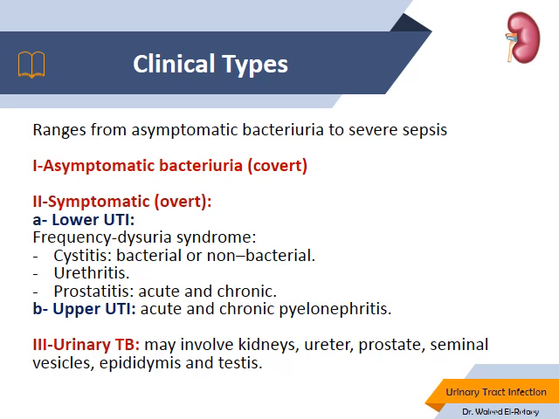Lower urinary tract infection includes cystitis, urethritis, prostatitis, and upper urinary tract infection includes acute and chronic pyelonephritis. A specific type of urinary tract infection is urinary tuberculosis, which leads to granulomatous infection, including kidneys, ureter, prostate, seminal vesicles, epididymis, and testes.